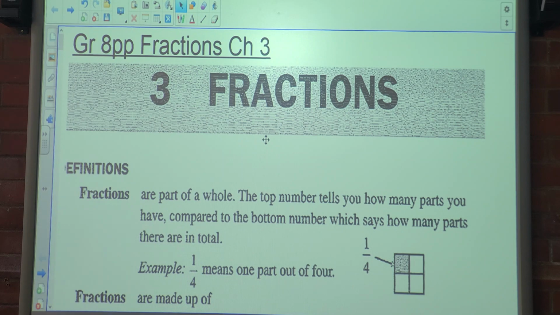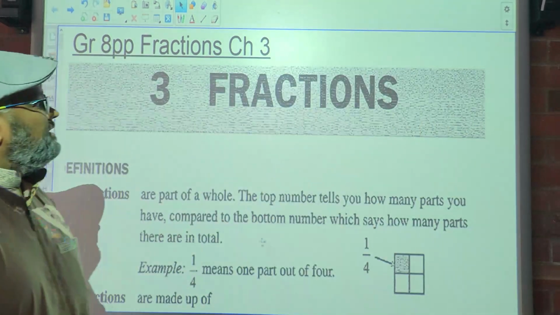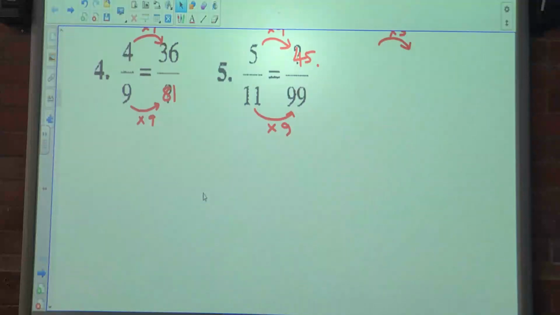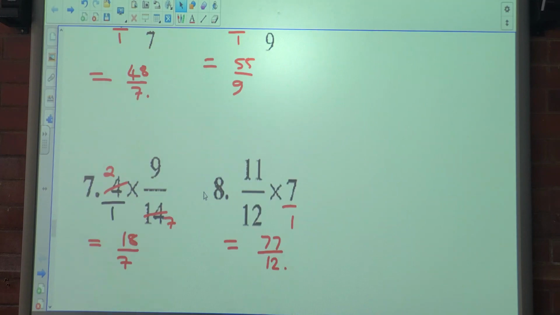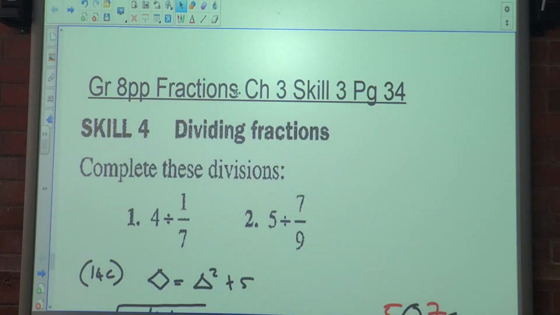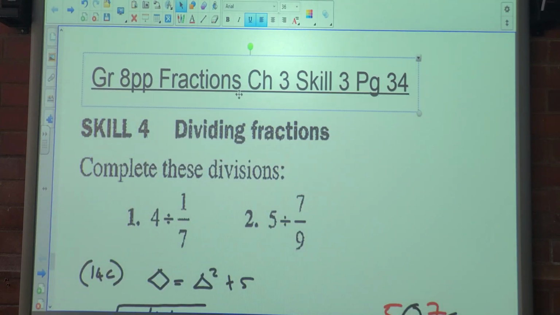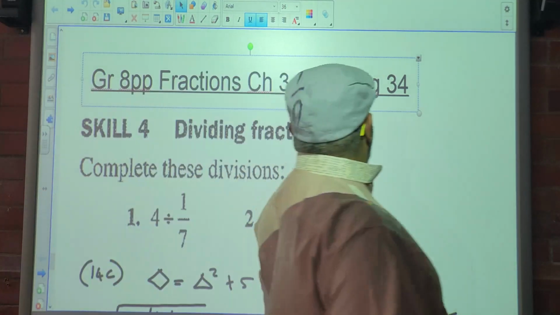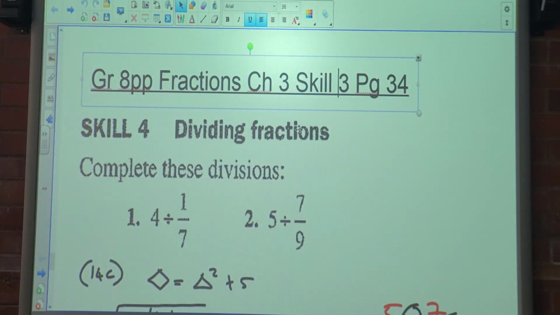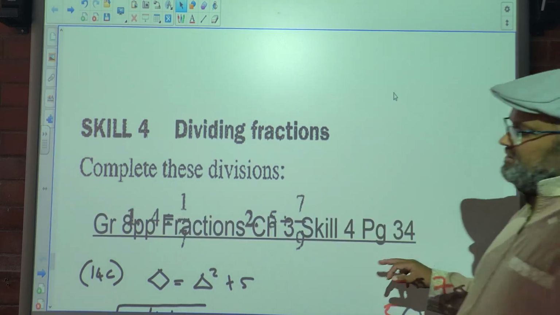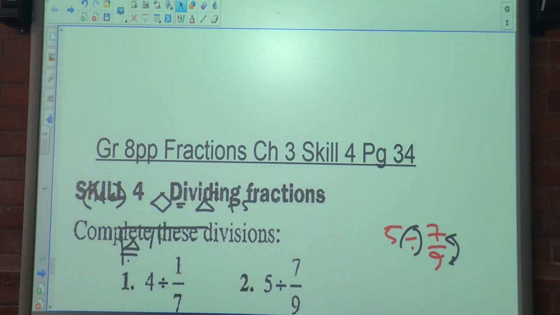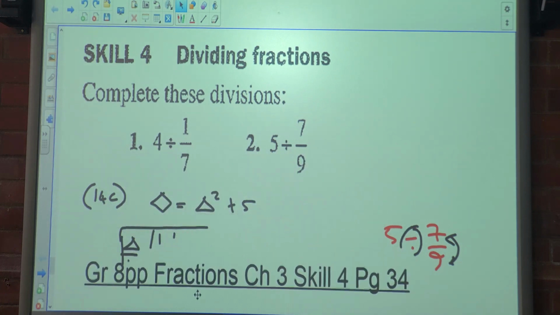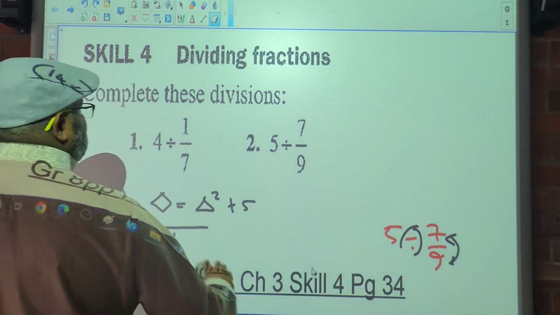So today we're looking at fractions. At this point, you guys have concluded or have done for homework skills 4 and 5 and 6. So in this video, we're going to cover skill 4, 5 and 6. And skill 4 is on page 34, correct? Okay. So let's look at the first sum. We have said complete these divisions.